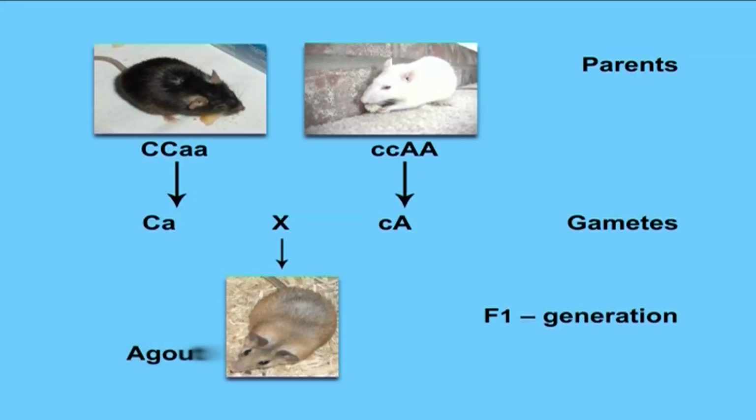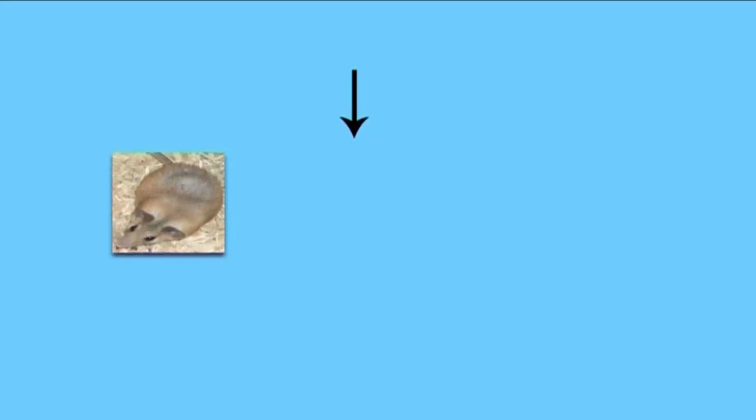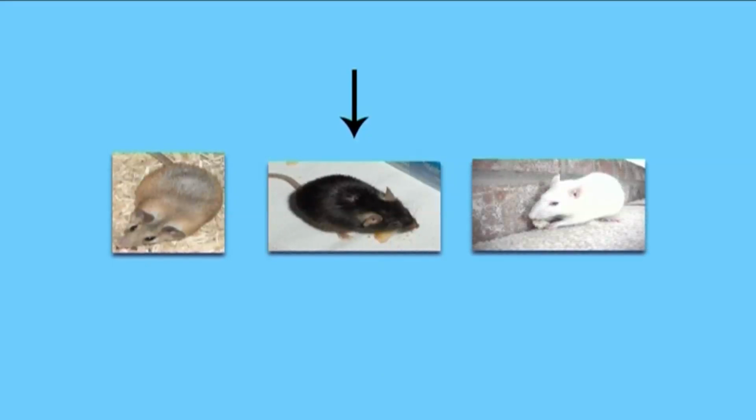Agouti color is produced by the presence of black pigment in the hair with a strip of yellow color below the tip. When a pure black mouse is crossed with a pure albino mouse, they produce agouti hybrids in the F1 generation. But when F1 hybrids are cross-pollinated, they produce agouti, black and albino animals in the ratio of 9:3:4.